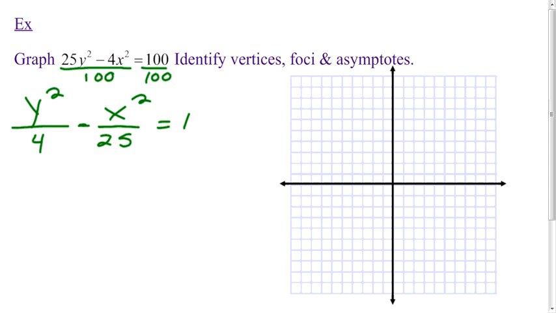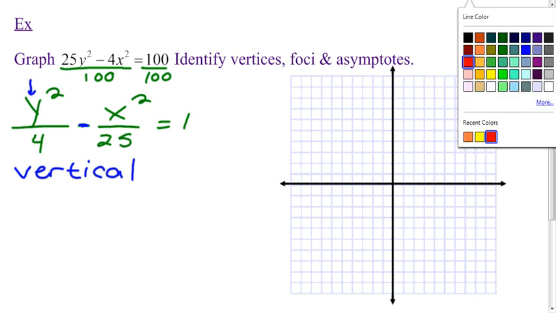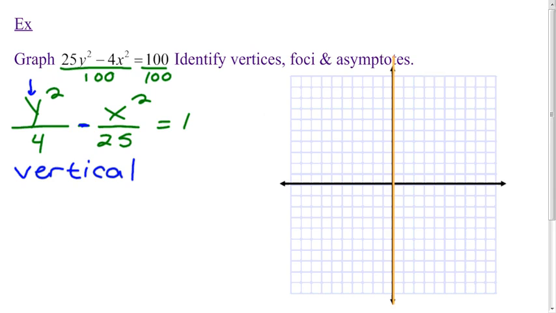Okay, so first things first, you should see that this is vertical. That's where our principal axis, our major axis, is going to be, because our y squared is first. Because it's y squared minus, I'm subtracting the x value, which is why I have that principal axis going vertically. Then from there, I need to figure out my a value and my b value. I know my a is 2. I know my b is 5.